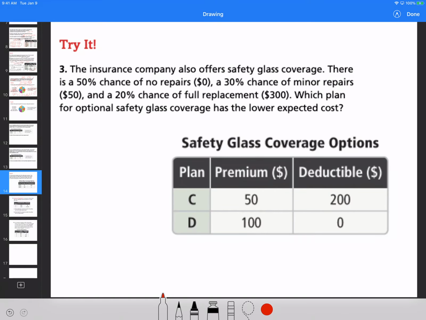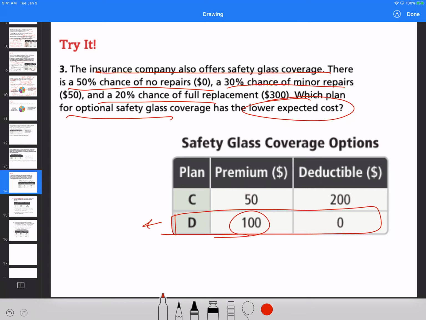Now let's try this one. The insurance company also offers safety glass coverage. There's a 50% chance of having no repairs, 30% chance of having minor repairs, and a 20% chance of having full replacement. Which plan for optional safety glass coverage has a lower expected cost? Well, Plan D is pretty simple. Plan D is just straight up $100. What about Plan C? Well, there's a $50 premium, but then there's also all of these probabilities with their values. So you've got to find the expected value of those. But remember, your deductible is $200.